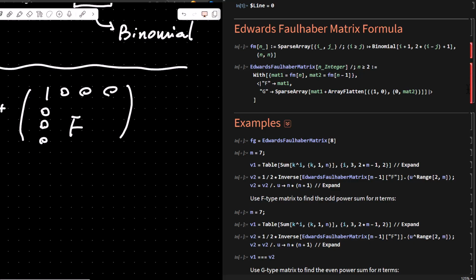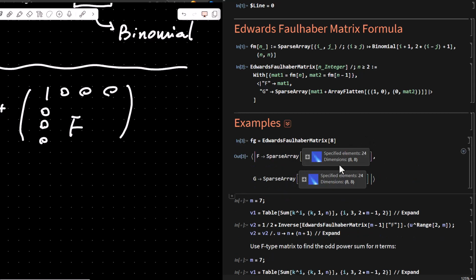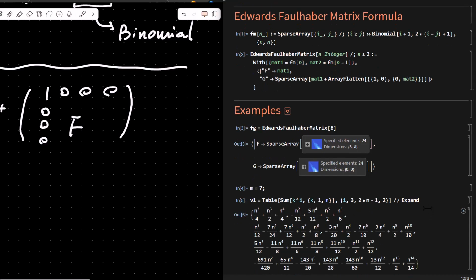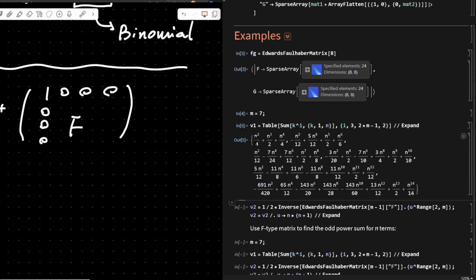First, let's load these 2 functions. Now the Fm and Edwards Faulhaber matrix functions are all defined. So if we run this function on 8 elements, then we have 2 sparse array objects for F and G. And we can verify that these equations actually work for us. So assume m equal to 7, and just follow the Wikipedia.